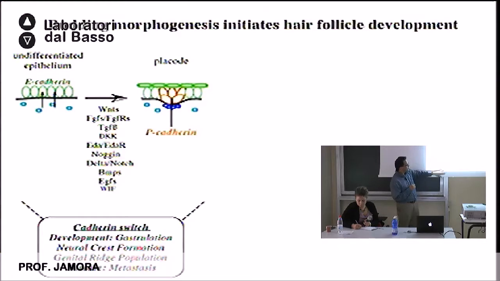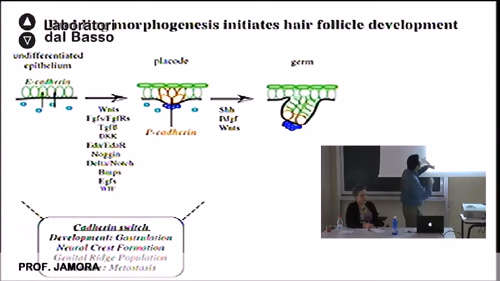So again, this is another example by which disease just basically usurps stuff that happens during normal development, okay? And then as you grow longer, you get this thing that's called a hair germ. And p-cadherin still, and it goes back to e-cadherin, but the leading edge still expresses p-cadherin. And you have this thing called a dermal condensate, which are mesenchymal cells.